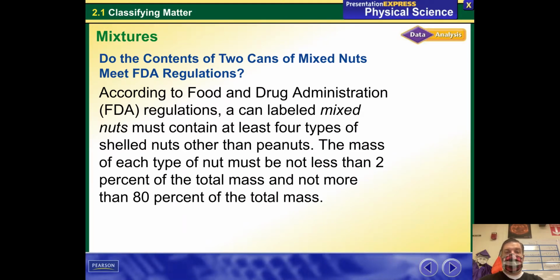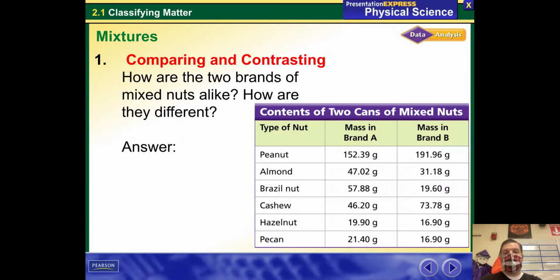Mixtures. Do the contents of 2 cans of mixed nuts meet FDA regulations? According to the FDA regulations, a can labeled mixed nuts must contain at least 4 types of shelled nuts other than peanuts. The mass of each type of nut must not be less than 2% of the total mass and not more than 80% of the total mass. Oh, that's a fun fact. How are the 2 brands of mixed nuts alike, and how are they different?